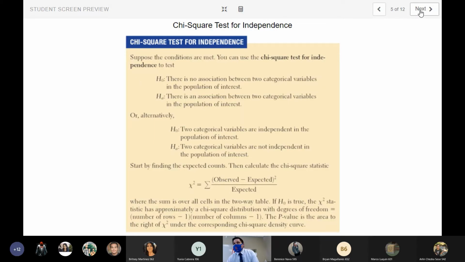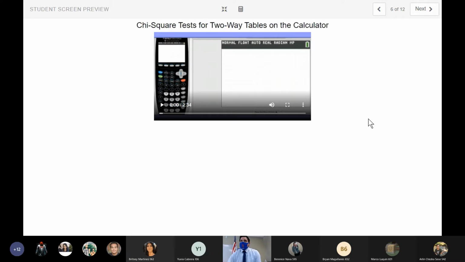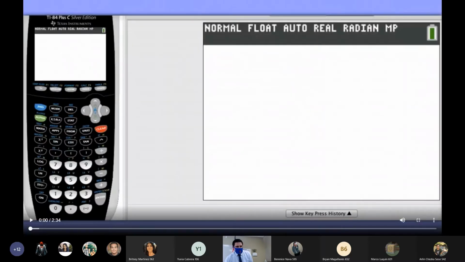Next, we have a short video here showing you a way to do a chi-square test on a two-way table on the calculator. This will use a method using matrices in your TI-84 calculator. While this method might seem a little bit time-consuming, it takes less time than doing all the individual calculations to find the chi-square statistic.